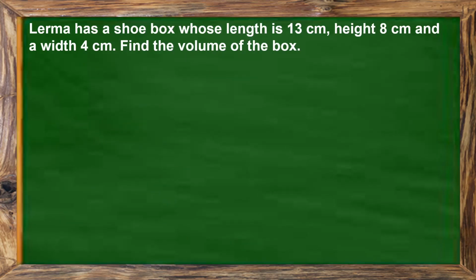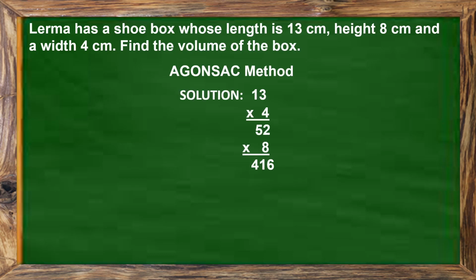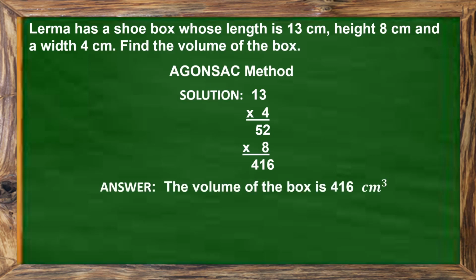Okay, same problem. AGONSAC method. Solution na po. 13 times 4 equals 52. Times 8 is 416. The answer is, the volume of the box is 416 cubic centimeters. Checking. 416 divided by 8 equals 52. 52 divided by 4 is 13.